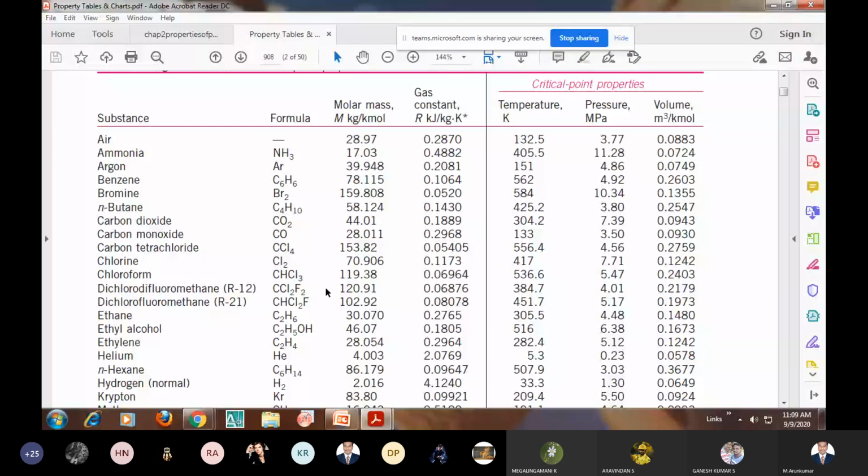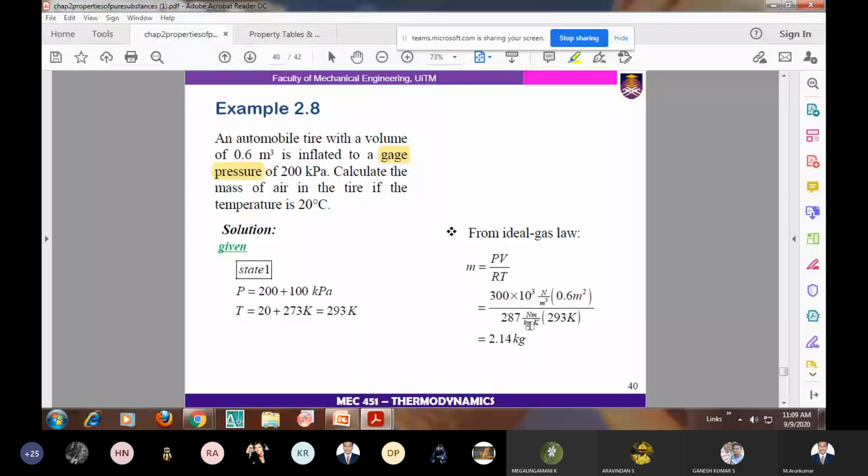In the tables it is given in kilojoule per kg Kelvin, so there will be a change in units. Just try to remember this. If you substitute the known values, we can get the unknown value m. If you calculate, you can get 2.14 kg. Just cross check these values from your end, then only we can get the practice.